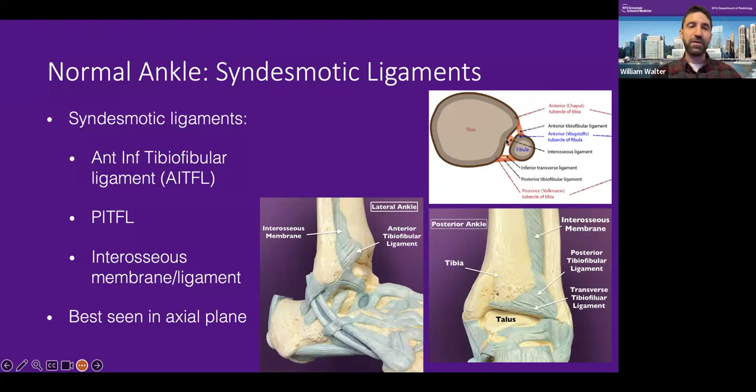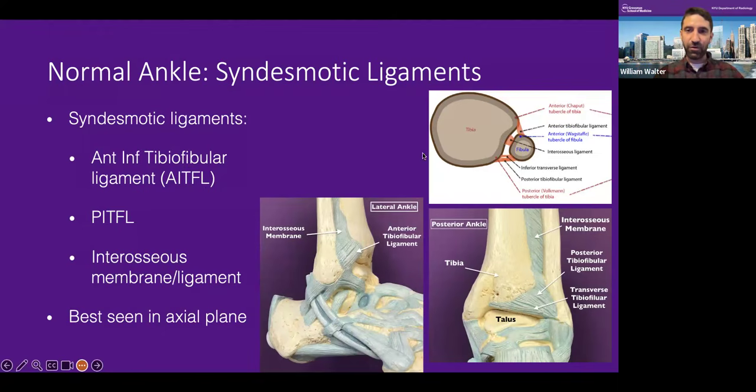And the interosseous membrane is a sheet-like structure that runs the length of the tibial and fibular diaphyses, and it has a thickening at its distal terminus known as the interosseous ligament. And that's really what we see on the superior-most slices of most ankle MRIs.